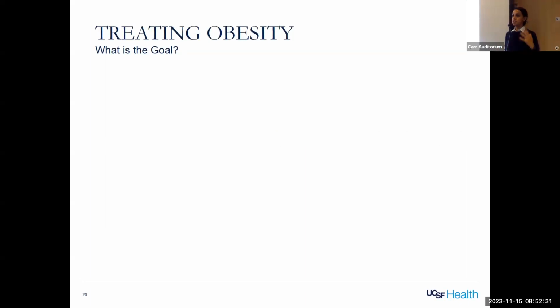But first, we really should think about what is our goal. So when we talk about treating obesity, there is a lot of stigma, and in your patient population as well, there's even a baseline stigma there. So we really have to think about what are we hoping to convey to our patients? And it really comes down to that we want to help our patients improve their health.